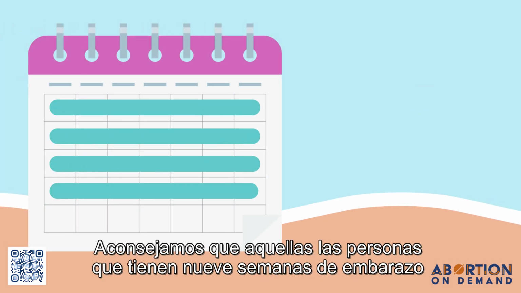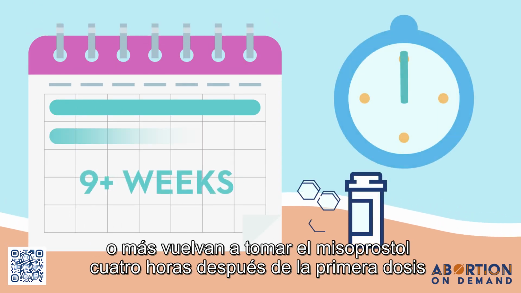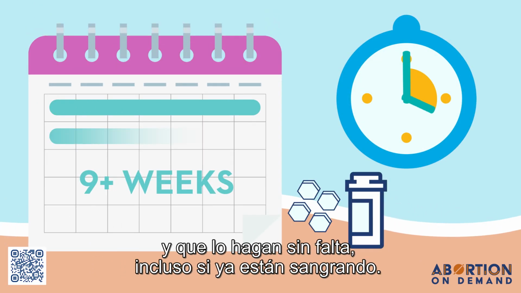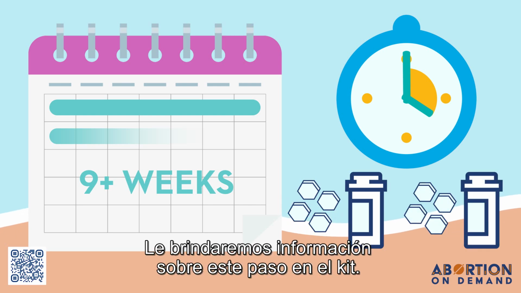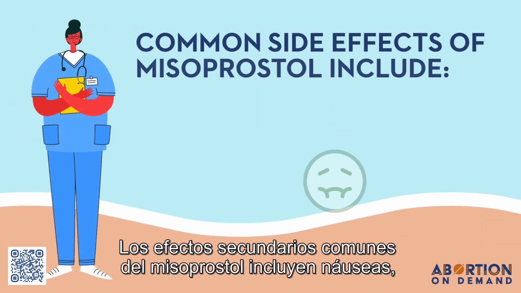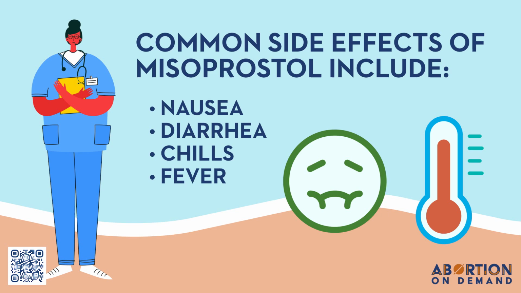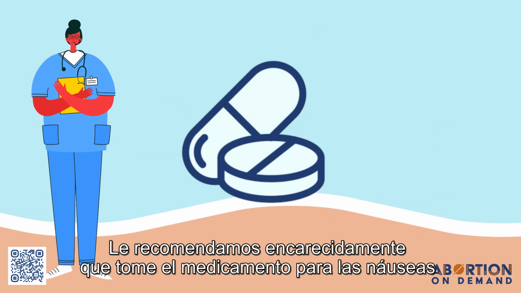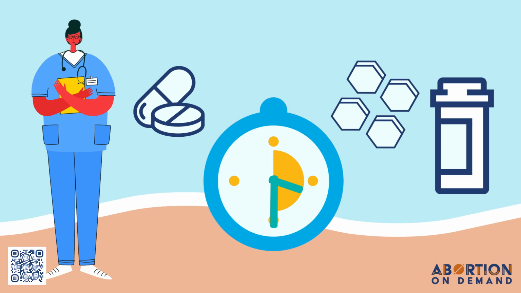Note that for people who are 9 weeks or more into their pregnancy, we advise you to repeat the misoprostol 4 hours after the first dose regardless, even if you're already bleeding. Information about this step will be provided in your kit. Common side effects of the misoprostol include nausea, diarrhea, chills, and a brief fever. We strongly urge you to take both the nausea medicine and the ibuprofen included in your kit before using misoprostol.